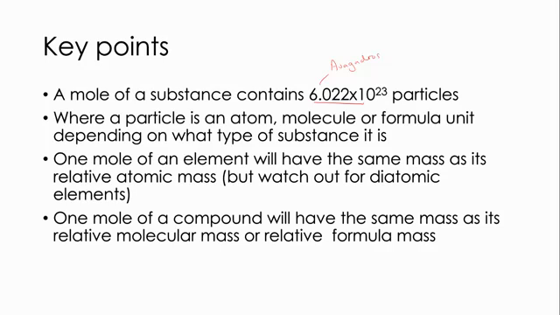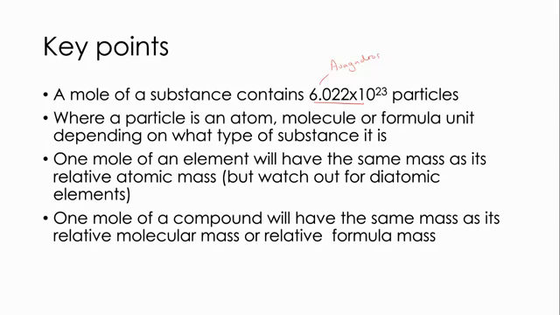If it's a simple covalent compound, then it's going to be that many molecules. If it's an ionic compound, then you don't have molecules, so it's going to be that many of the formula unit. So if you've got a mole of an element, it's going to have the same mass as its relative atomic mass. So if you've got a mole of carbon, it's going to weigh 12 grams.